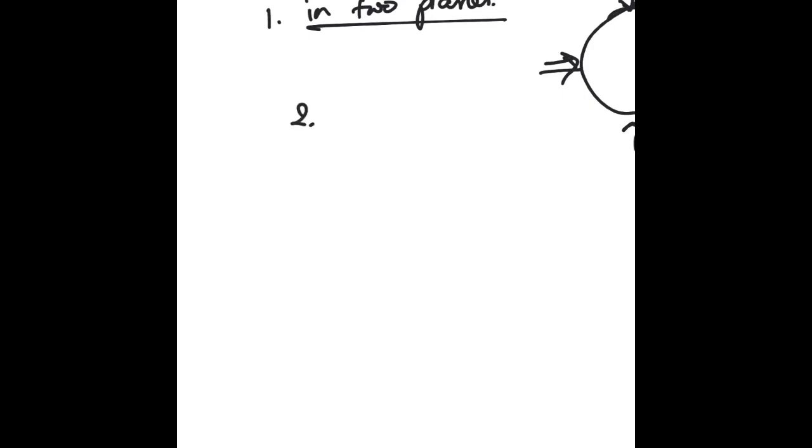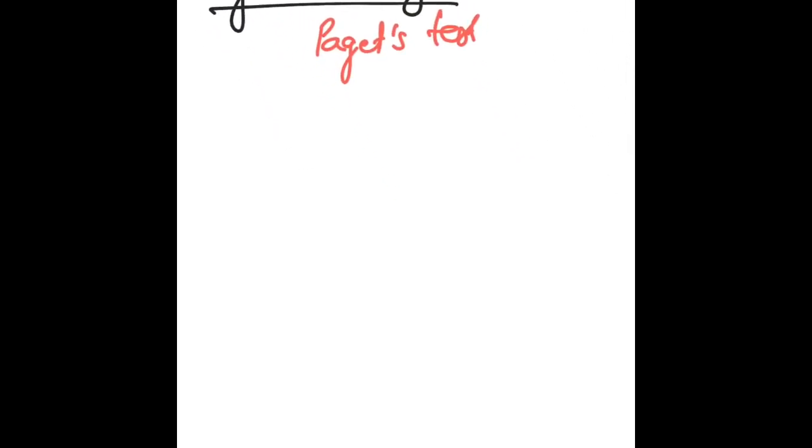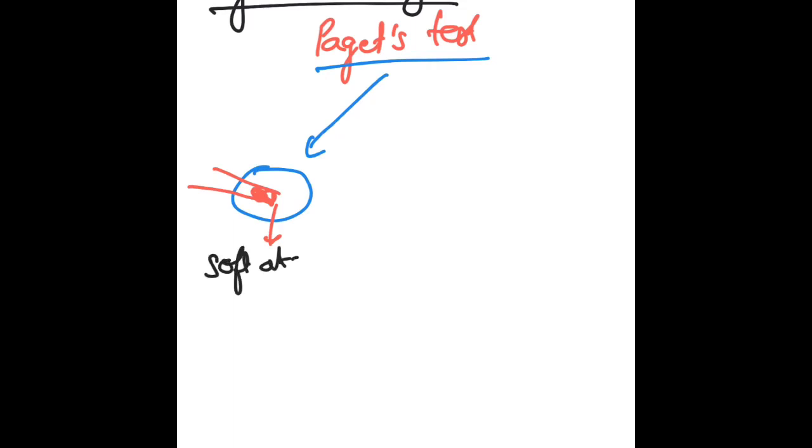Second thing, for very small swellings, there is Paget's test. Now what does Paget's test state? If the swelling is so small that you can just feel with one finger, you put your finger at the center, and if this swelling feels soft at center and firm at periphery, the test is positive for fluctuation.